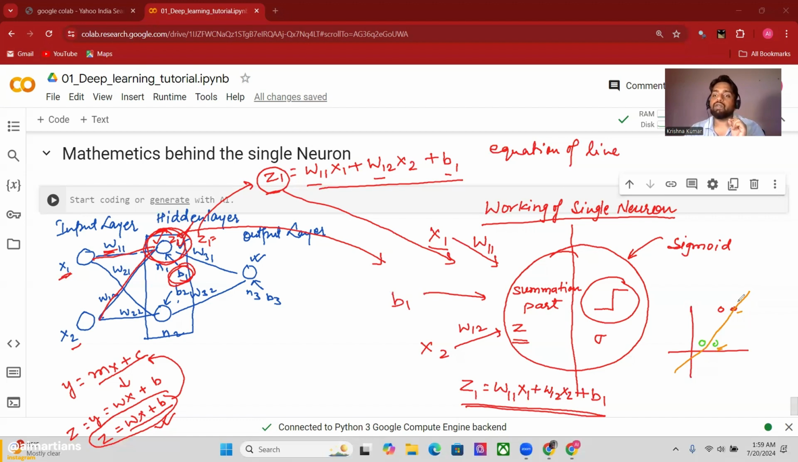What is the proper classification? We have to classify these two separately and these two separately. For that, what do we have to do? We have to transform or change the structure of this line, which is y equals mx plus c, or z1 equals w11 x1 plus w12 x2 plus b1. I have to deviate this straight line into some sort of form, and for that I'm using the sigmoid function. Once we apply the sigmoid function, it will change the shape of this line, and it will lie between 0 and 1.